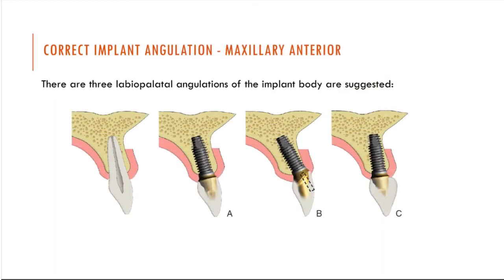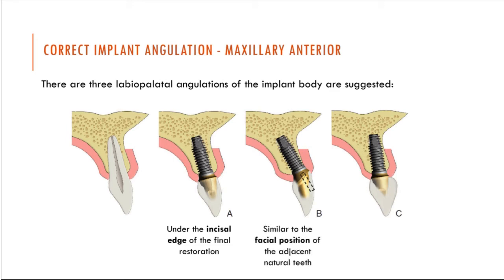For the correct implant angulation in the maxillary anterior, there are 3 labiopalatal angulations of the implant body that are suggested. First is under the incisal edge of the final restoration. Second is similar to the facial position of the adjacent natural teeth. Third is within the cingulum position of the implant crown.